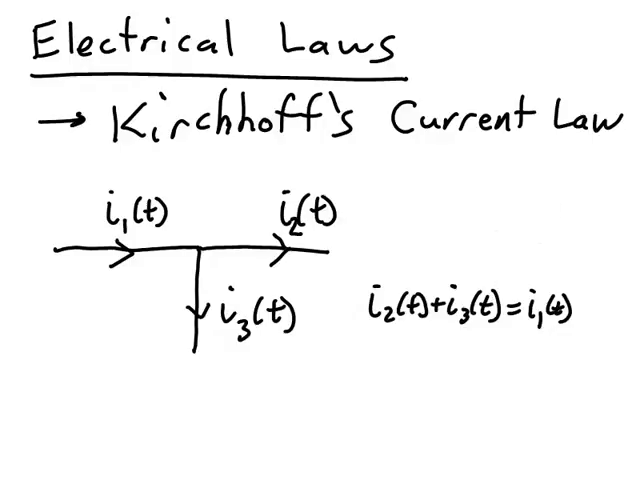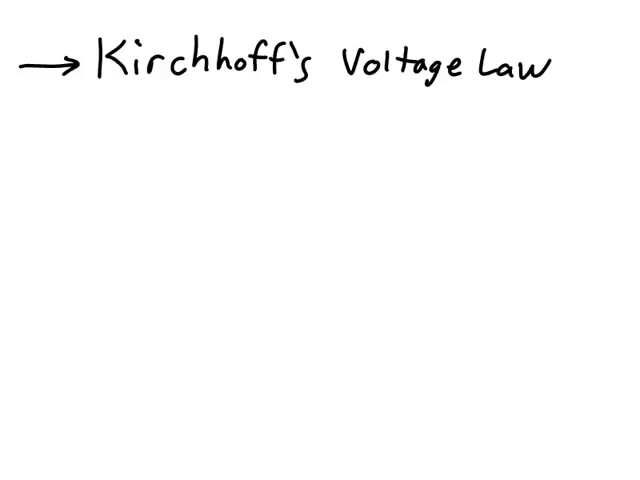This law applies no matter how many wires you have coming in or leaving a node. If you have 2 wires coming in and 3 wires leaving, you would have 2 currents on one side and 3 currents on the other side. You always state that the sum of the currents entering the node is equal to the sum of the currents leaving the node. The other law we're going to apply when modeling circuits is Kirchhoff's voltage law.